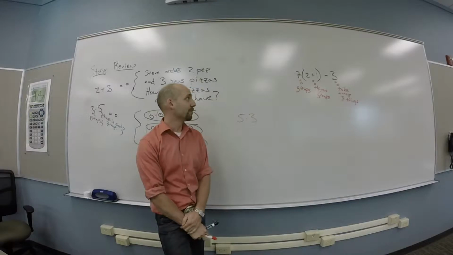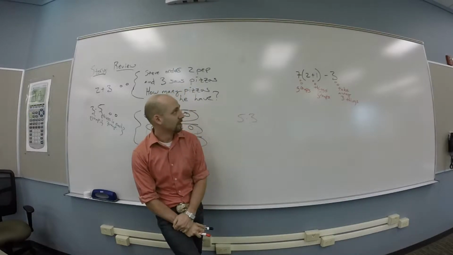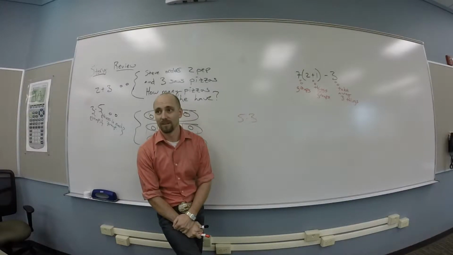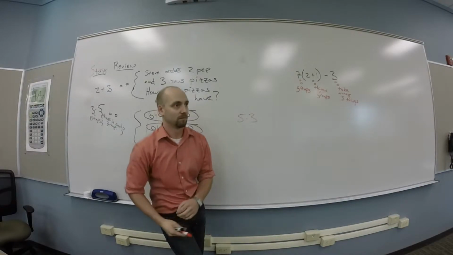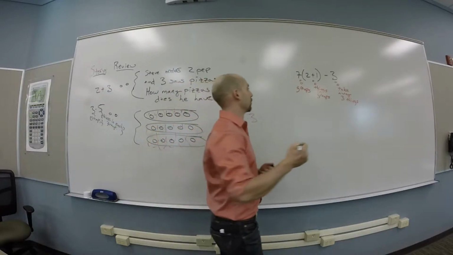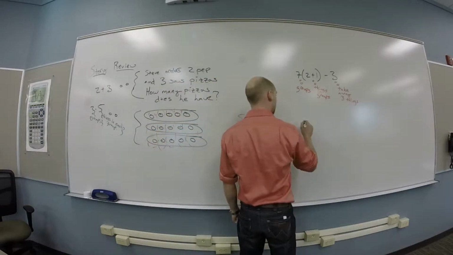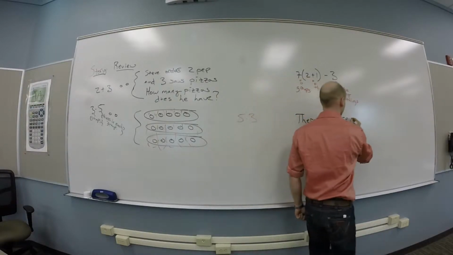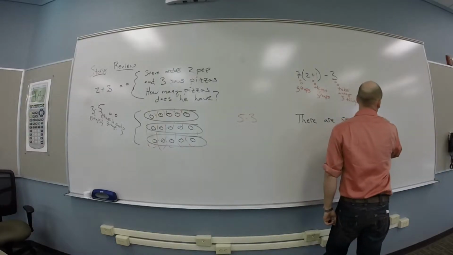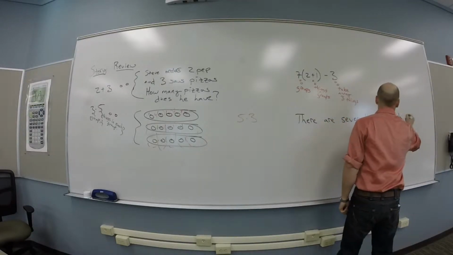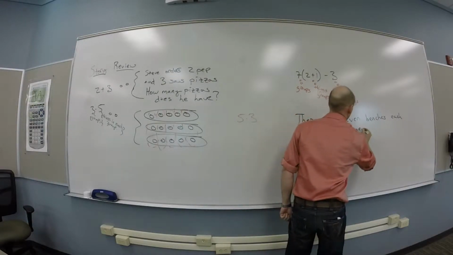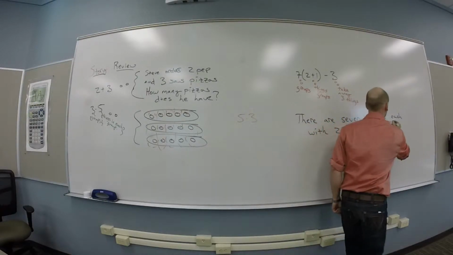Okay, so how do I have 7 groups and 2 plus 1 things in each group? You can have 7 benches, and each bench has 2 women and a child on it. Sure. You guys see that? Okay, so to write that, I would say there are 7 benches, each with 2 women and 1 child.